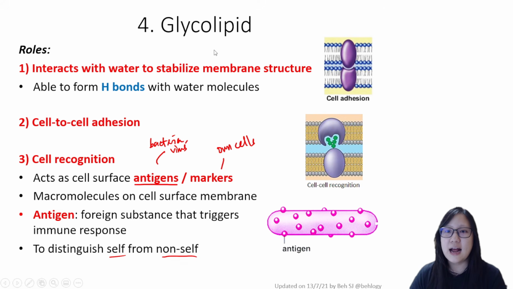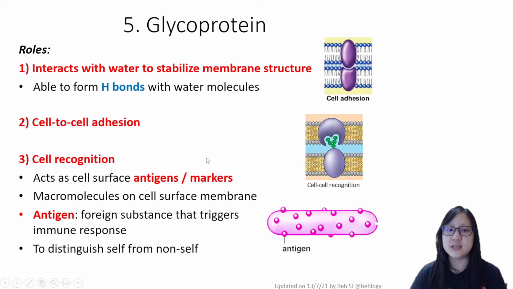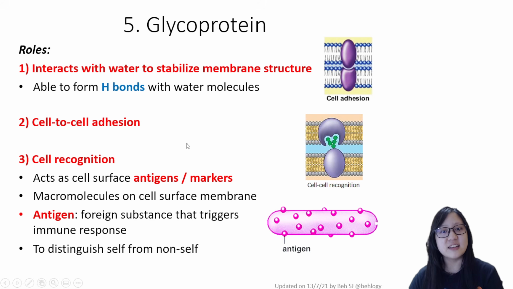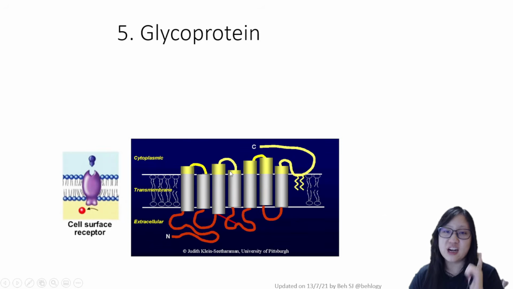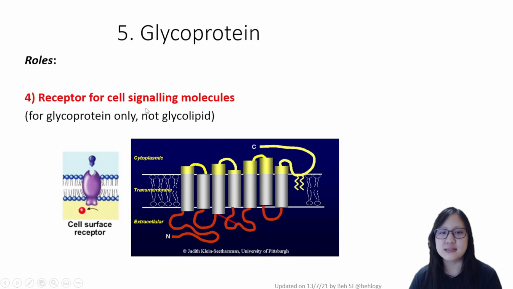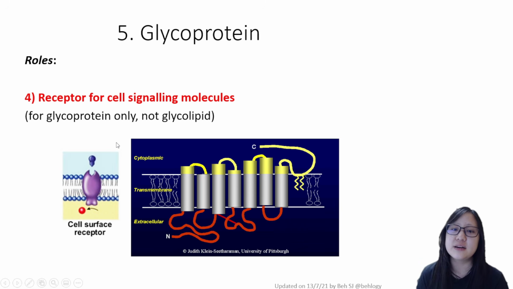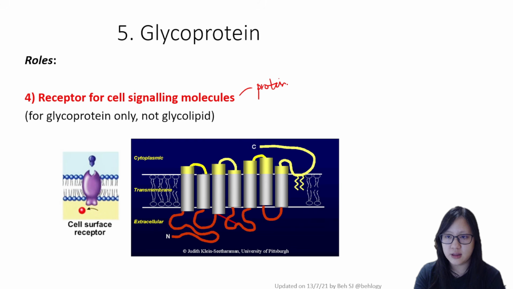Now let's look at glycoprotein. Glycolipid has these 3 roles. Glycoprotein has these 3 roles as well. They're exactly the same, plus 1. So glycoprotein has 1 extra function that is not for glycolipids. It is to be a receptor for cell signaling molecules. Some proteins, not glycoproteins, do have this as well. They don't have carbohydrate chains, but they also have this function.